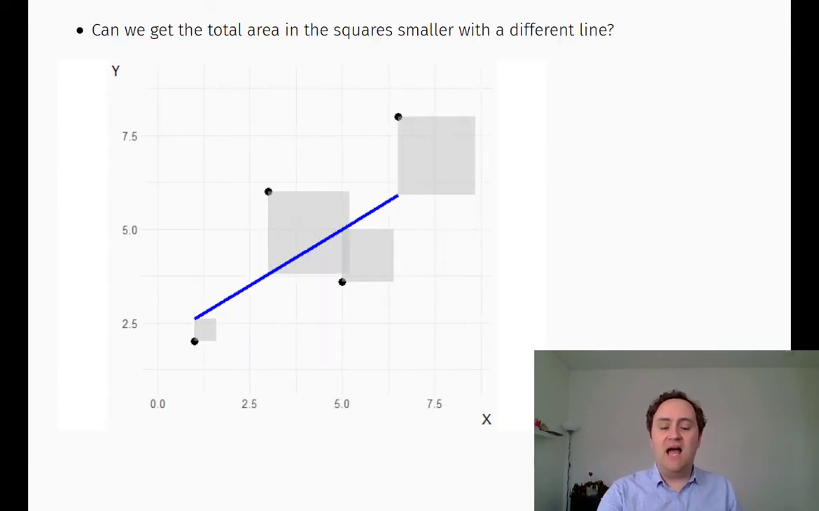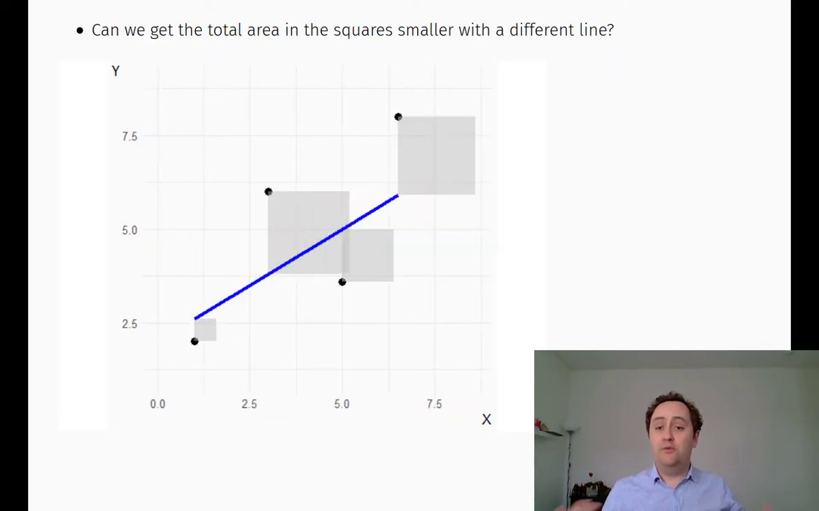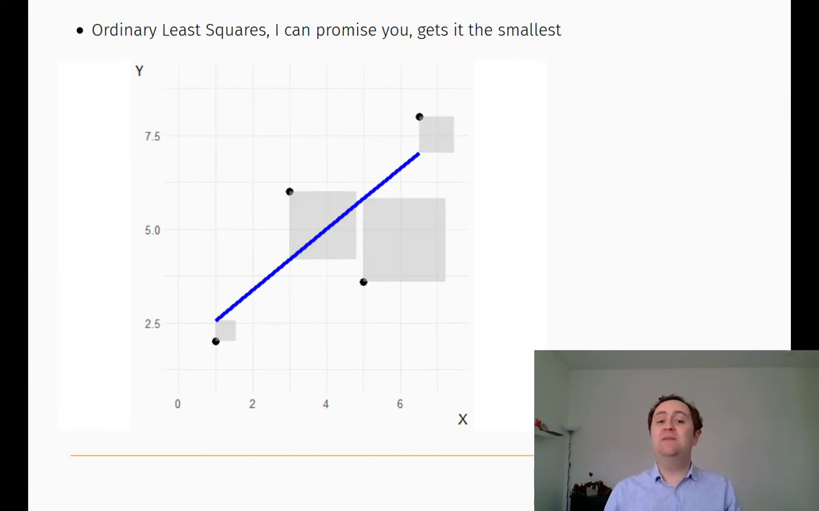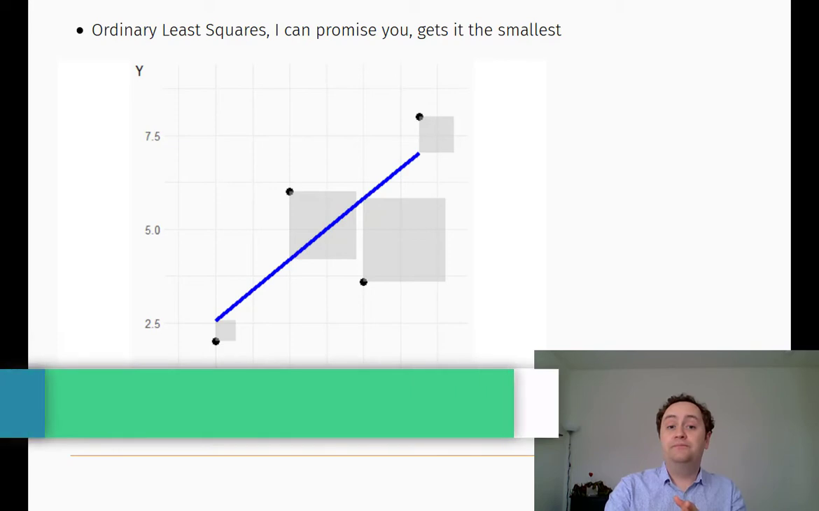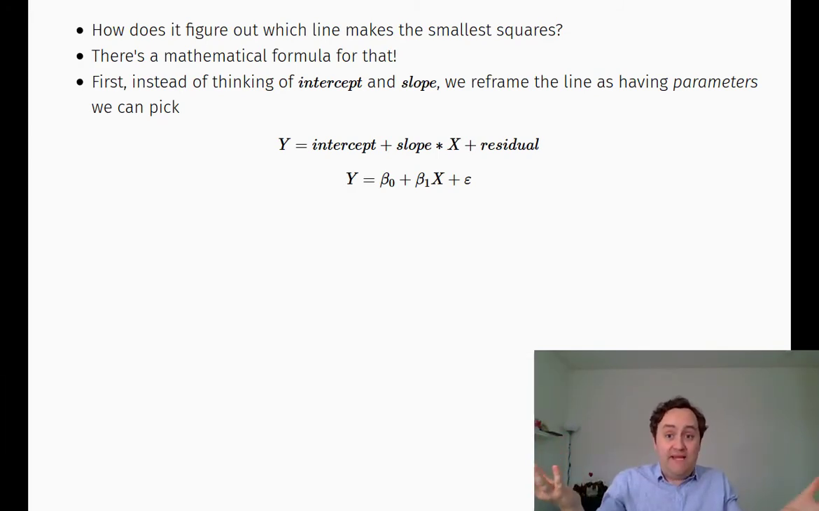Now, I can try different lines, and those different lines will give me different sizes of squared residuals. If I add up the area of all of those squares, I'm going to get my sum of squared residuals. And I'm going to pick the line that gives me the smallest sum of squared residuals. And I can tell you this is the ordinary least squares line, and I can promise you that it is giving us the smallest sum of squared residuals. And that's how it does it. It specifically takes the residuals, squares them, and then it uses calculus basically to find the line that gives us the smallest sum of squared residuals.